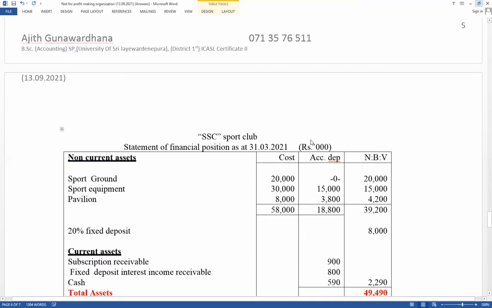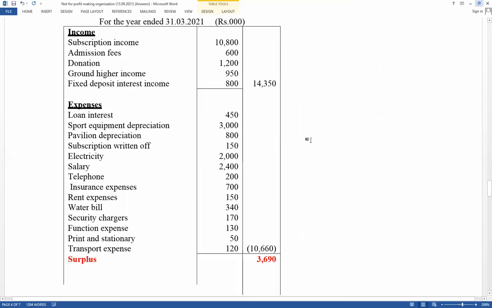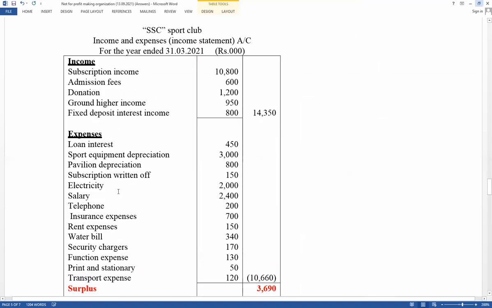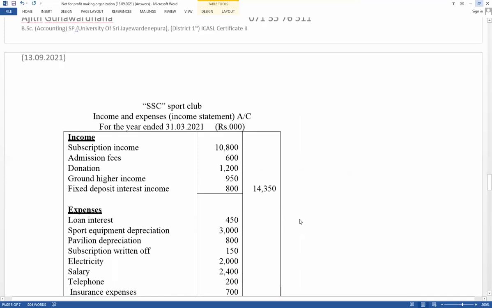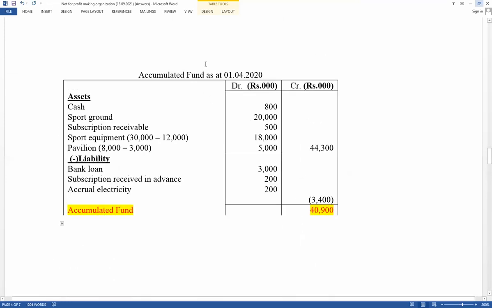Think about the income statement: income minus expense. Accrual basis should be applied. Under accrual concepts, whether cash is received or not, the value for the year should be considered as income or expense. Only opening assets and liabilities should be included in the accumulated fund calculation. Closing assets and liabilities should be included in the financial position.